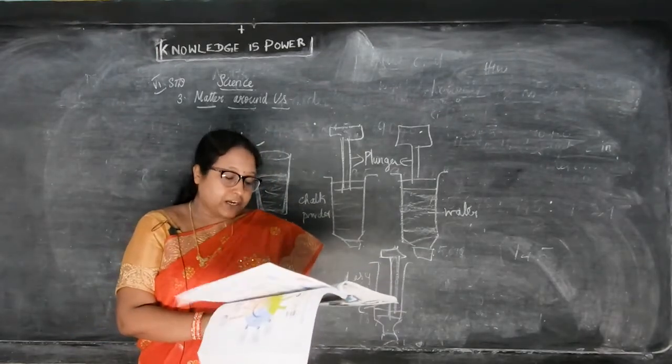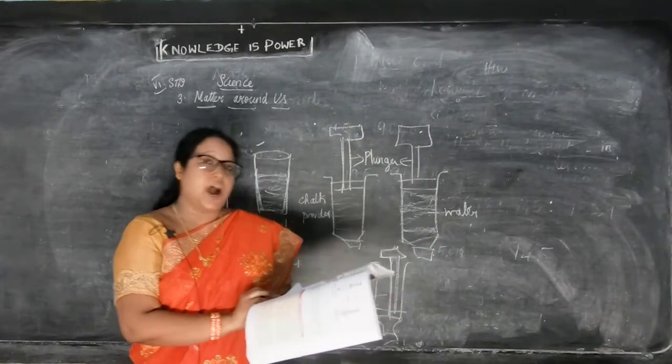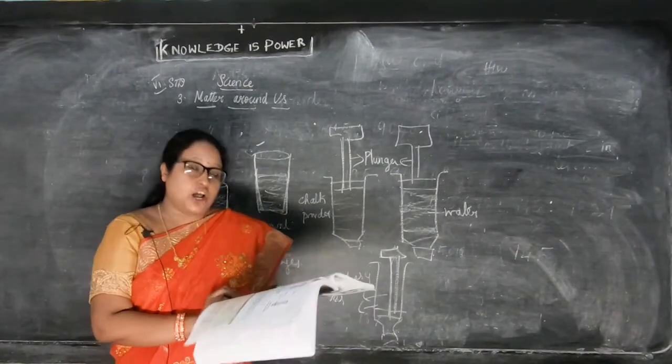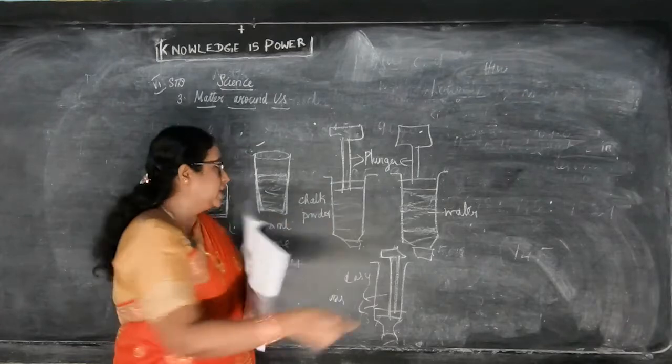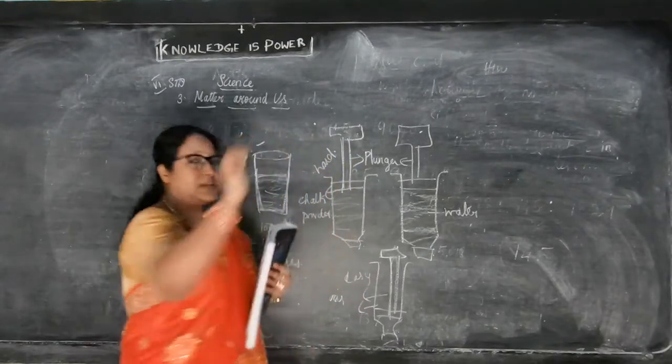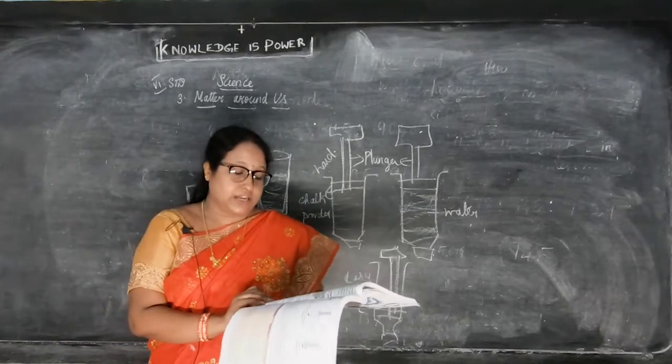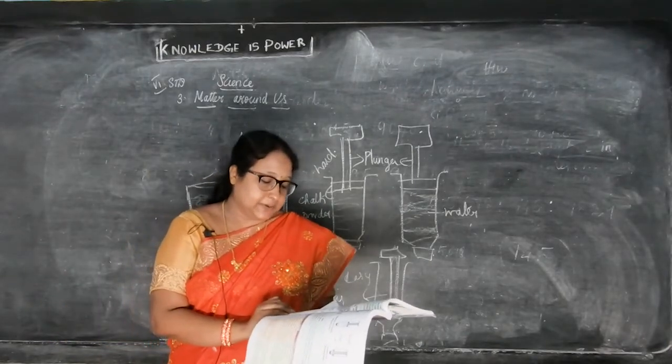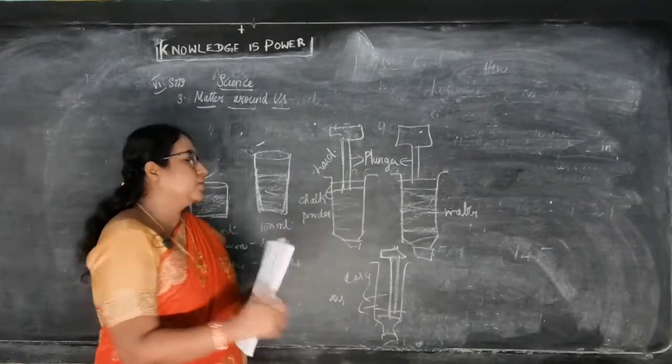So it was difficult to press and the piston hardly moved. In the chalk powder, it is hard to press the plunger. So we conclude gases are highly compressible compared to the liquids and solids.